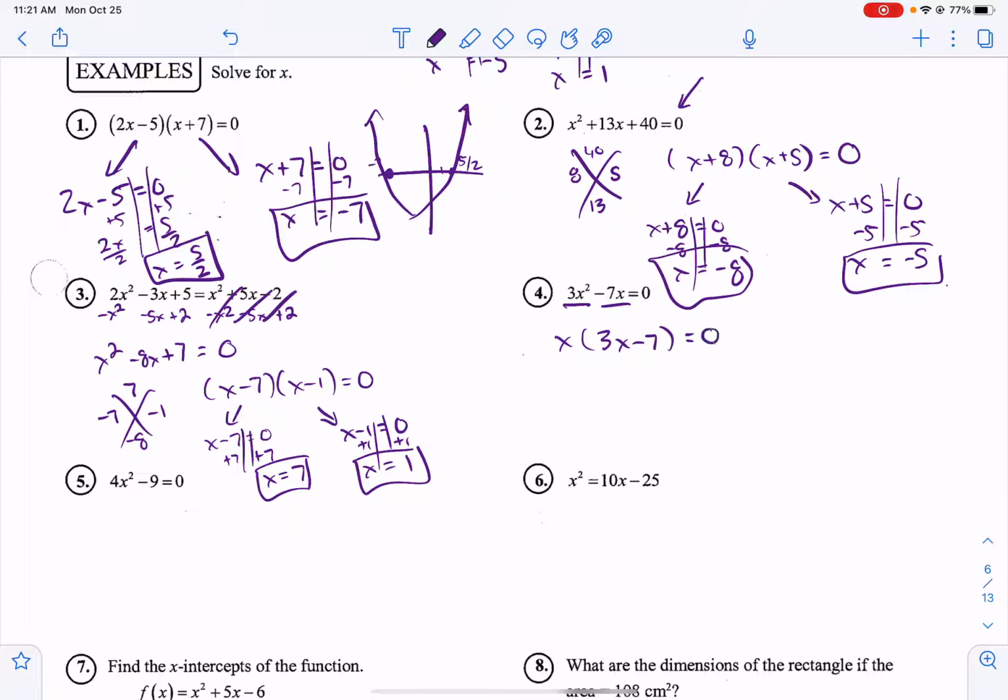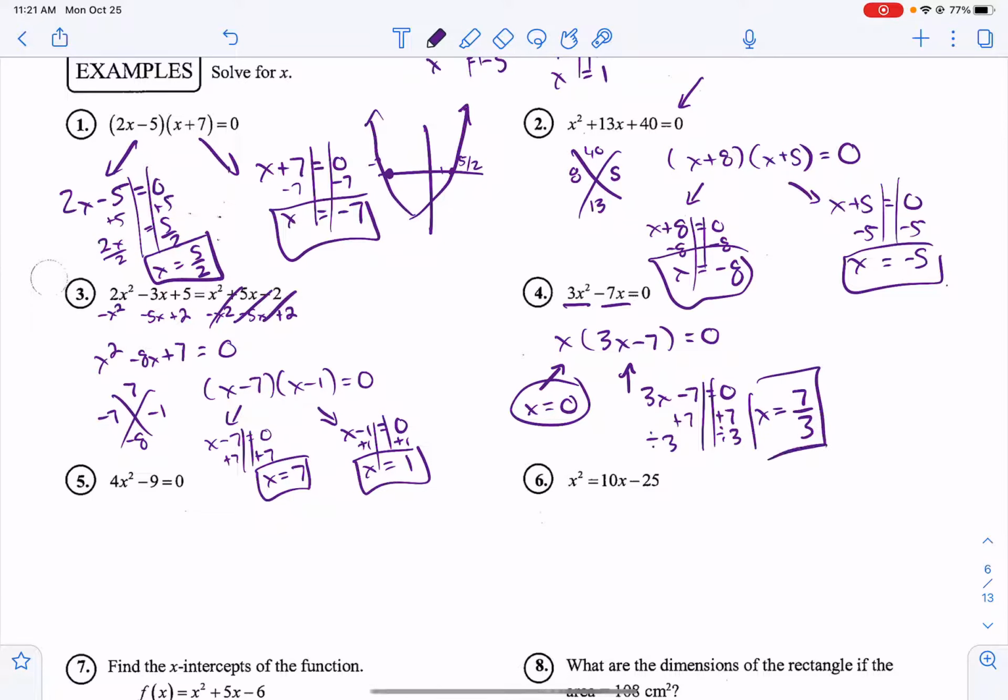Well, now if I set that equal to 0, I have an x being multiplied by 3x minus 7, and when I multiply those together, I get 0, which means either my x is 0 or this one is 0. So if I set that equal to 0, railroad track, add 7, divide by 3, I end up with x equals 7/3 as my other answer. So I get 2 answers, a 0 and a 7/3.